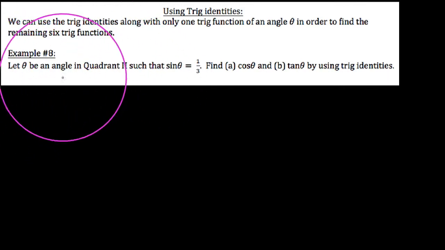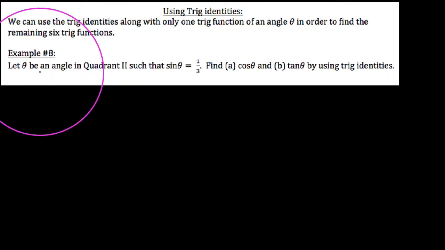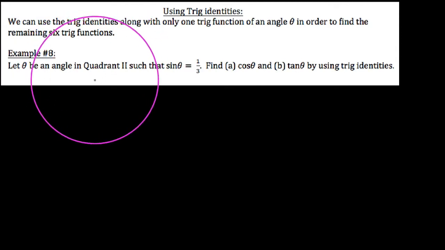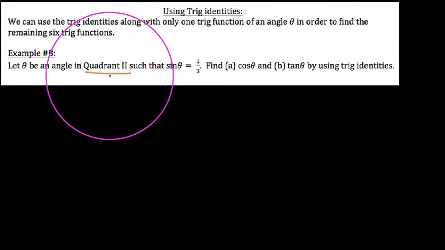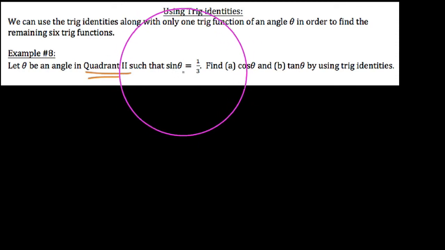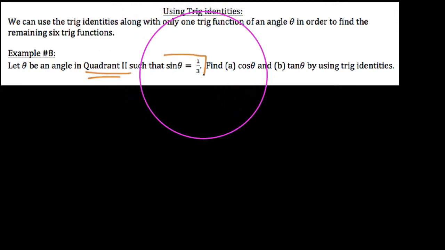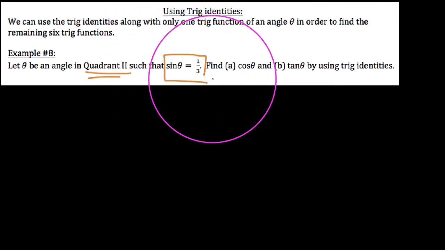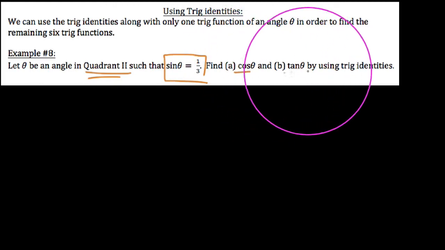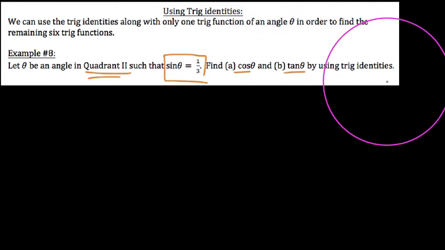I'll tell you what, in this example, what we're going to do is this. Let theta be an angle, and in this instance, not an acute angle. I'm actually going to tell you that it lies in quadrant 2. But I'll give you the value of sine. I'll tell you that the sine of this angle comes out to be a positive 1/3. What I want us to go do is find the values of cosine and tangent, and I want to use trig identities to do this.